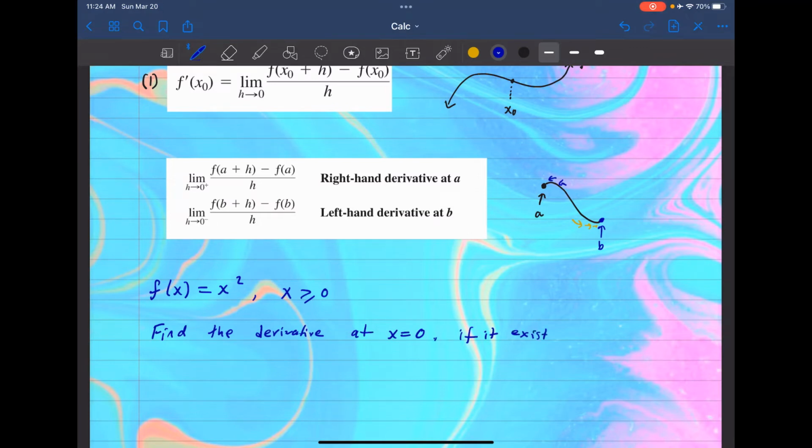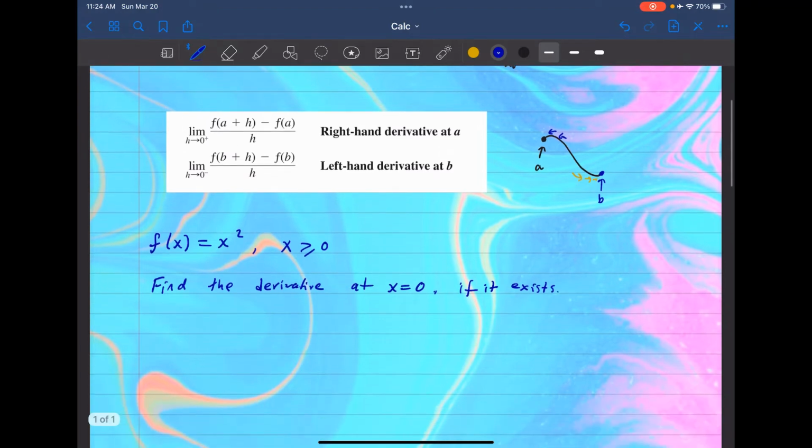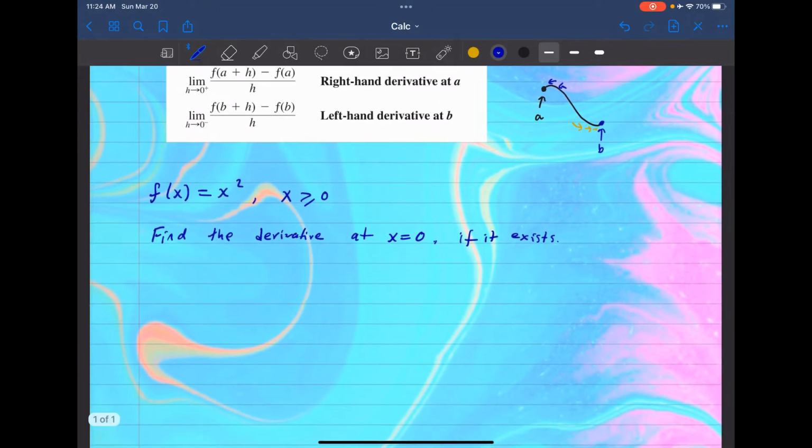You might want to visualize this graph so that we know which sided derivative we're looking at. Let's suppose this is our xy plane, and x squared just on the right side passes through 0, 0 and creates this half of the parabola. So imagine this half doesn't exist. We're looking at whether there will be a derivative at the point x naught equals 0, this point right here.